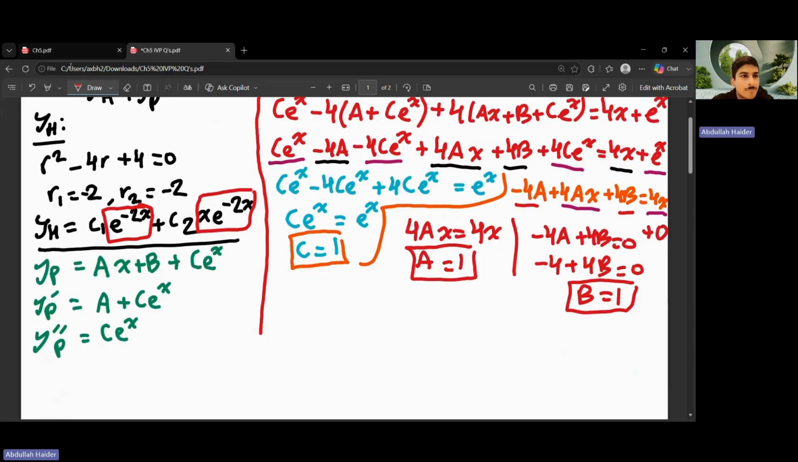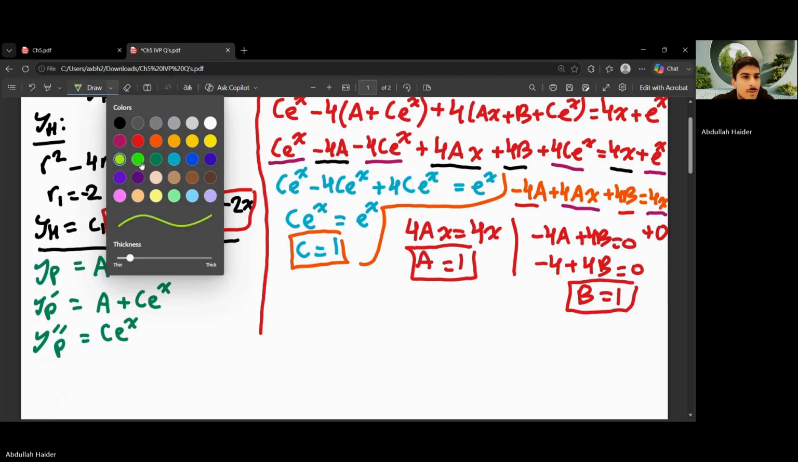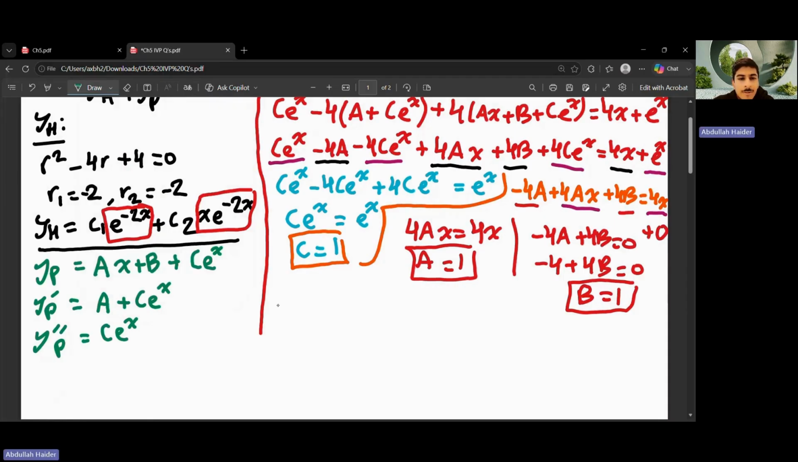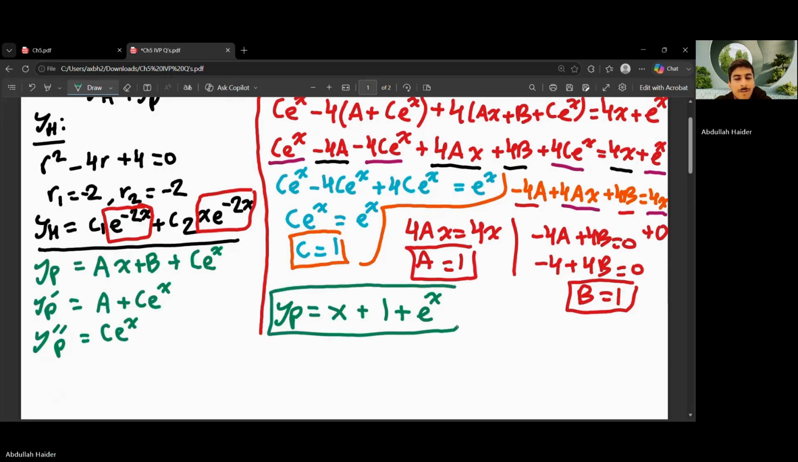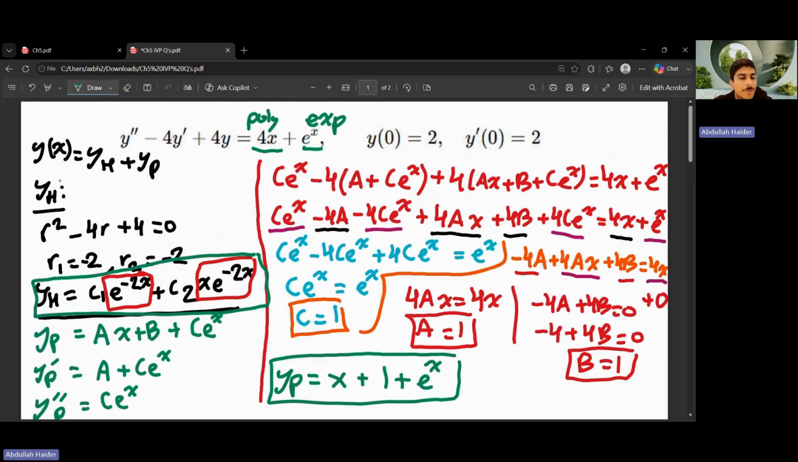So now we can say that our yp is equal to, now we can write this in terms of actual real numbers, x plus 1 plus e power x. So this is our yp. This is our final yp. This was our homogeneous solution. And now we will add both of them up to get y of x, and then we'll apply the initial conditions on y of x.